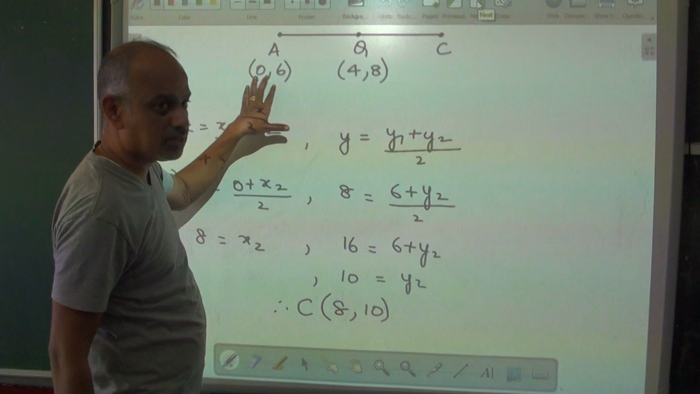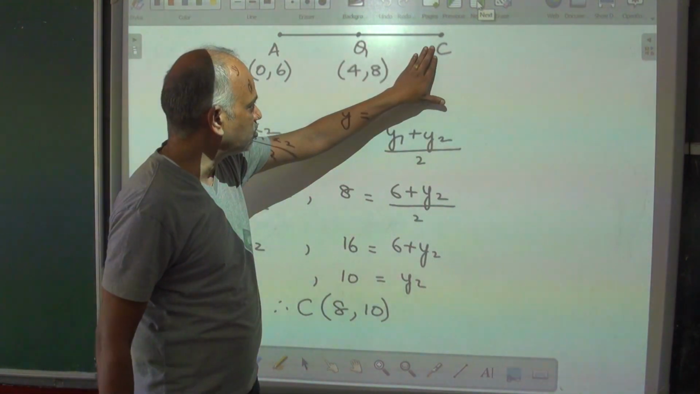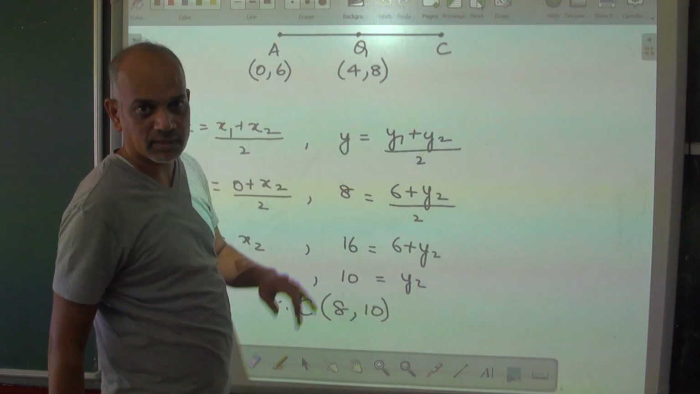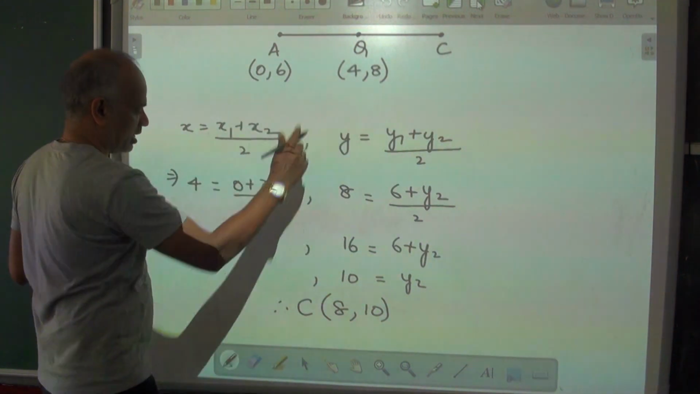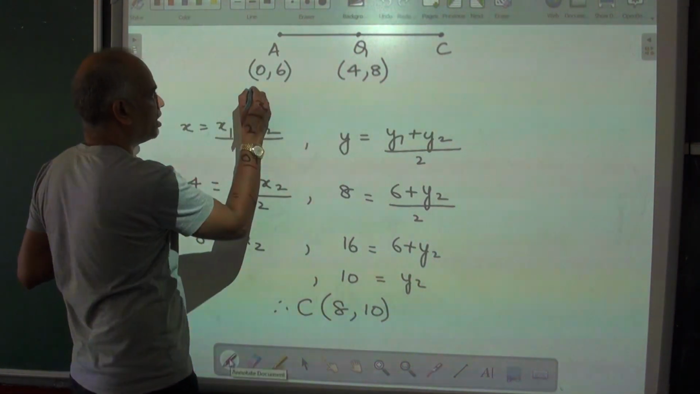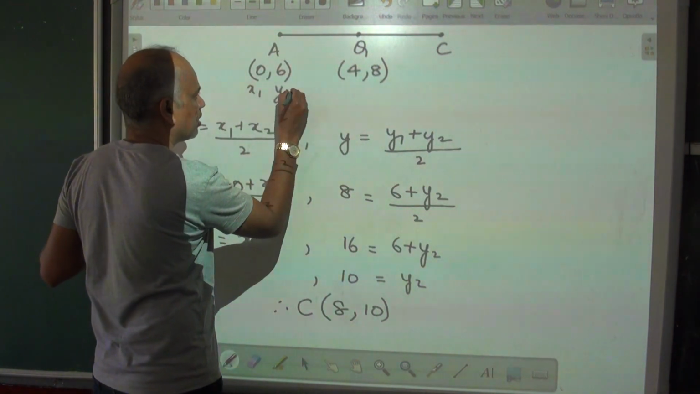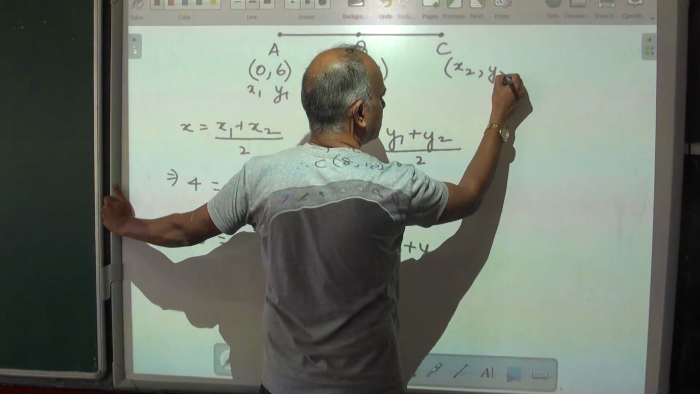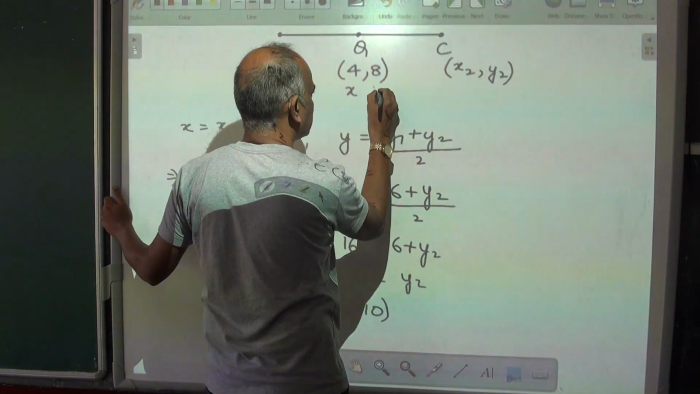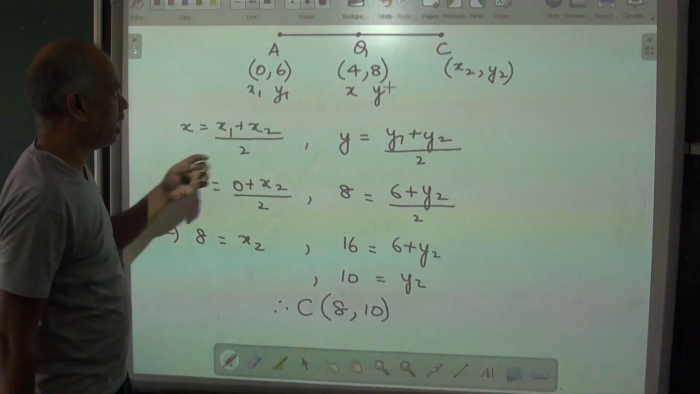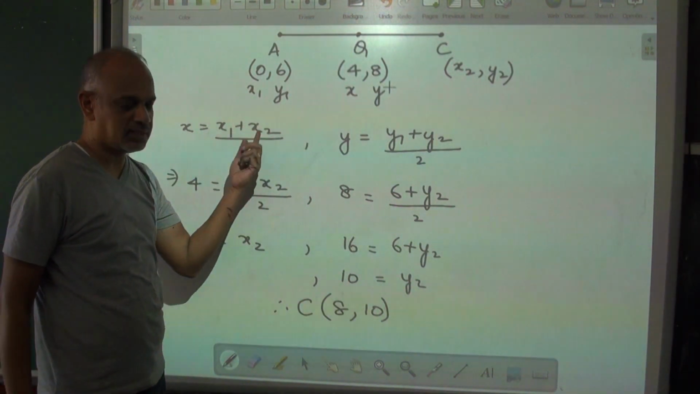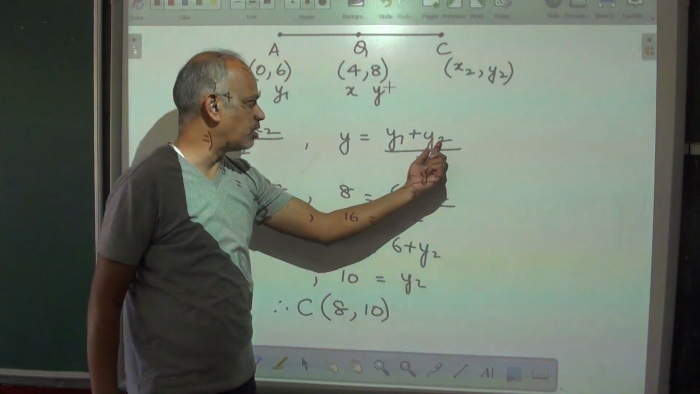A is known, 0, 6. C is not known, that's what you will find. And Q was the midpoint, which is 4, 8. Let's name this accordingly. This one is x1, y1, and this extreme point is x2, y2, and this one is x and y. Again, Q is the midpoint, therefore midpoint formula: x is equal to (x1 plus x2) by 2 and y is equal to (y1 plus y2) by 2.